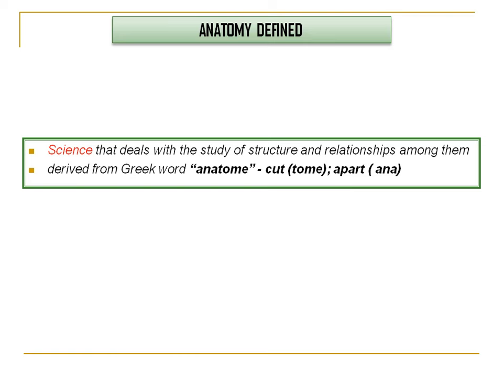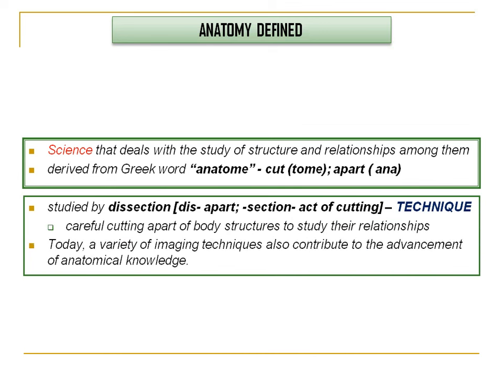The term anatomy is derived from the Greek word anatome. Tome means to cut, ana means apart. So to cut apart is the anatomy. And we have a similar term known as dissection. It is just a technique. Dissection also means, dis means apart, and section means the act of cutting. So dissection and anatomy both have a similar meaning, but the difference is that dissection is merely a technique, whereas anatomy is a science. That is the difference between anatomy and dissection, though the meaning is similar.